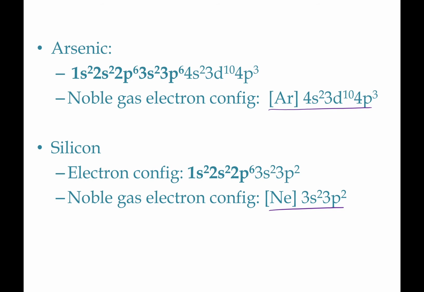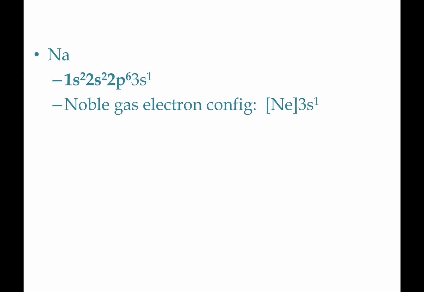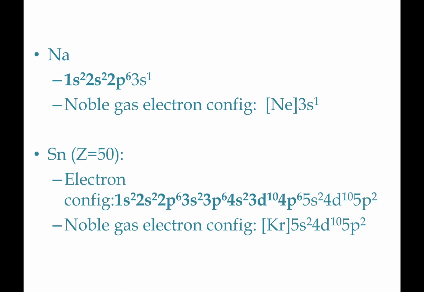Silicon is neon 3s2 3p2, and our other one was sodium. It would be neon 3s1. Again, anything before neon, so hydrogen, hydrogen doesn't have a noble gas configuration. Lithium through fluorine would be helium, and it wouldn't be a p6, it'd be the s2, would be helium.